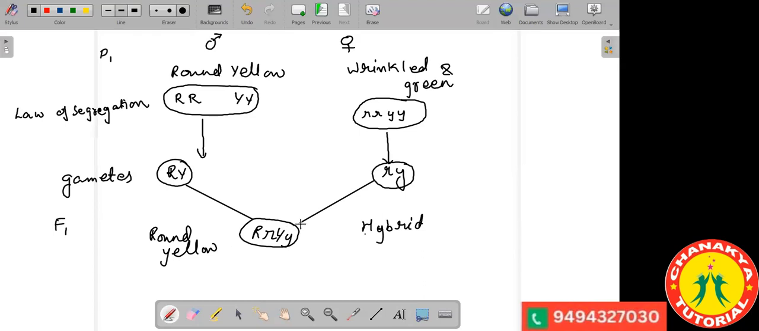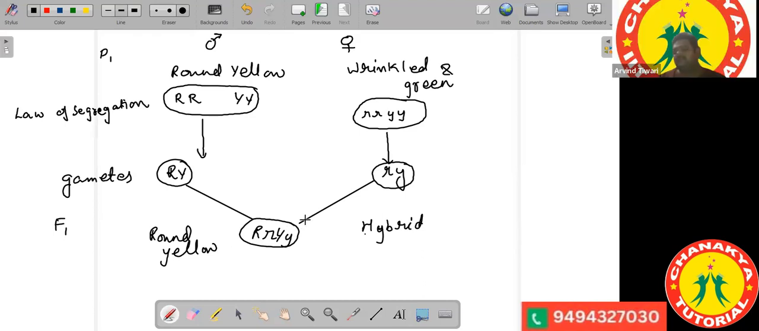There is the law of dominance. The law of dominance tells you that this generation, the F1 generation, will be round and yellow. Now, this is your F1 generation. From this F1 generation only, we obtain the first parent generation.